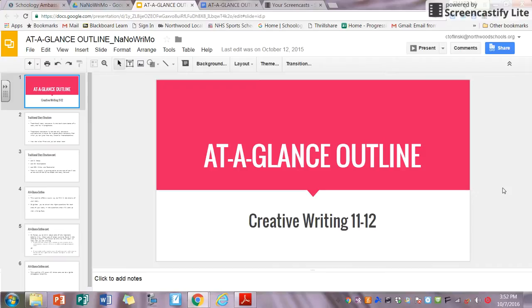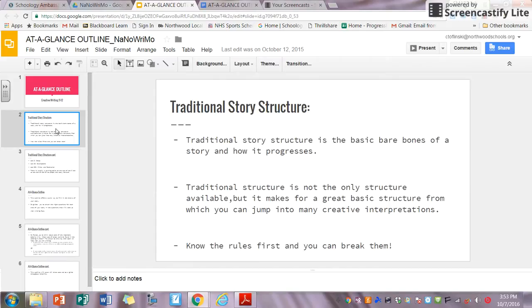Hi everyone. Today we're going to focus on something called the at-a-glance outline, and I will tell you right away that I do not expect you to have this entire outline done today. We will work on it tomorrow in class. But yesterday you did a very basic plot diagram or plot roller coaster, as we refer to it. And today, now that we have a very basic idea, I want you to start doing some more specific outlining of your novel. So we're going to complete something called an at-a-glance outline.